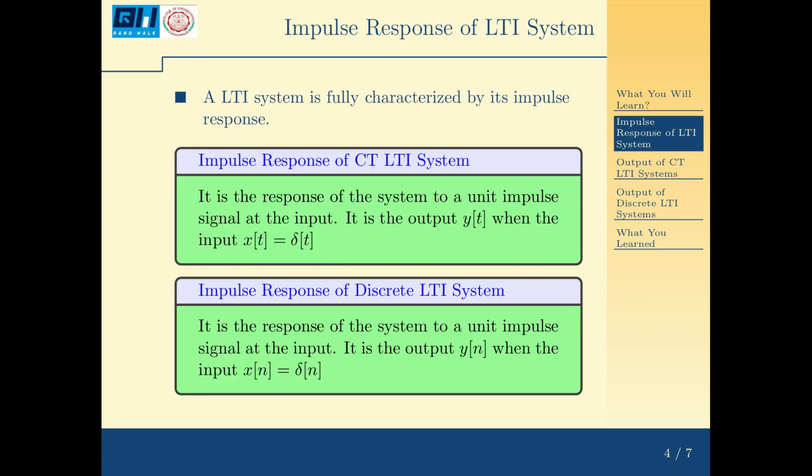Now the impulse response of an LTI system. An LTI system is fully characterized by its impulse response. The impulse response of a continuous time LTI system is the response of the system to a unit impulse signal at the input, that is, the output y(t) when the input x(t) is delta(t). I have a continuous time LTI system that receives the input x(t) and the output is y(t). Now what is that y(t) for which the input is delta(t)? That output is my impulse response.